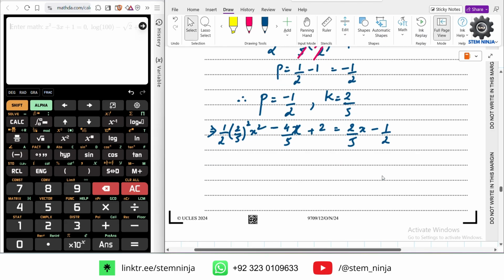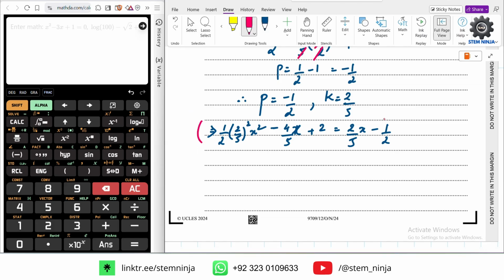So if we multiply both sides by 10, let's see what we get. When we multiply both sides by 10, this becomes simply 4x squared. 10 divided by 5 is just 2. 2 times 4, 8x plus 20 equals 5 times 2, so 2 times 4, 4x and minus 5.